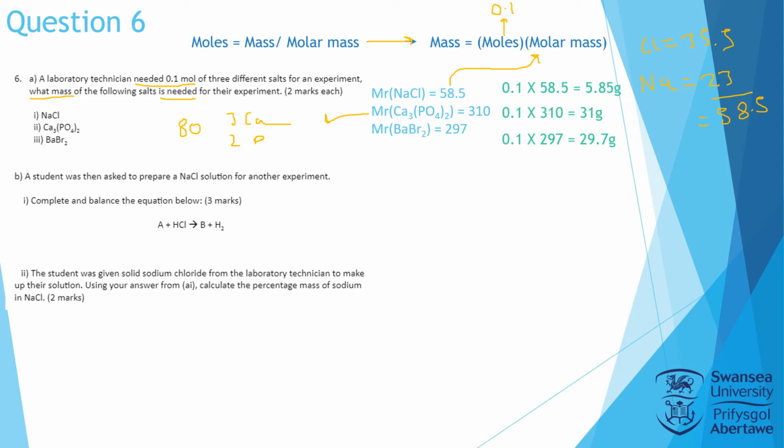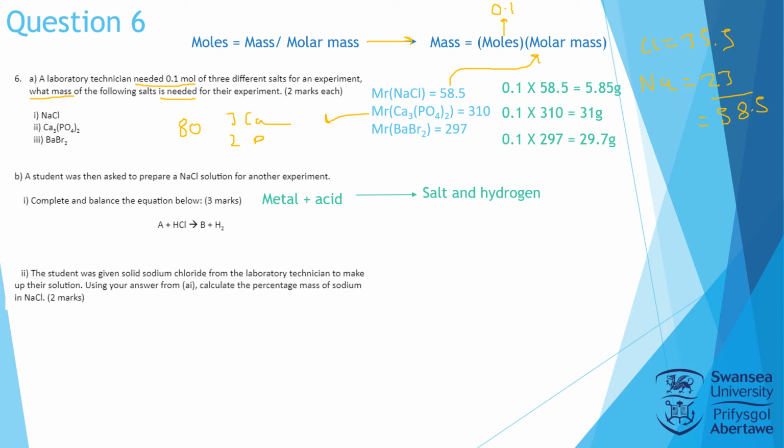The next question is about preparing a sodium chloride solution. Complete and balance the equation below. This is what we've been doing the entire time. On this side, we've got H2, but we also know that we have sodium chloride. So if you think back, what equation gives you a salt and hydrogen? Metal plus an acid. Metal plus acid gives salt and hydrogen. So that's quite easy for the first step.